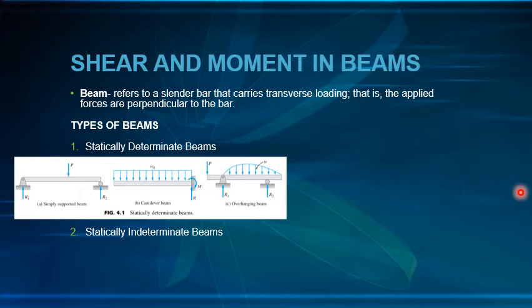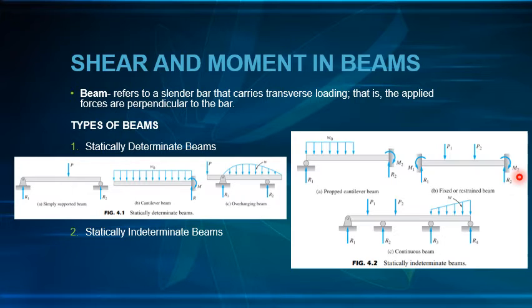So when we say statically indeterminate beams, it is if the number of reaction exerted upon a beam exceeds the number of equations in static equilibrium. So the beam is said to be statically indeterminate. So in order for us to solve the reactions of the beam, the static equation must be supplemented by equations based upon the elastic deformations of the beam. So example of these beams, we have the prop cantilever beam, the fixed or restrained beam, and the continuous beam.